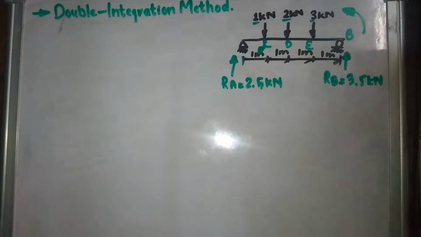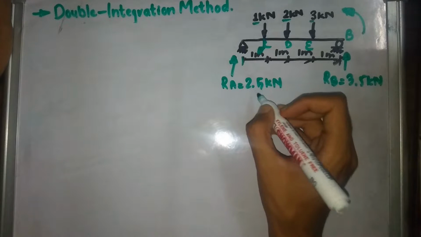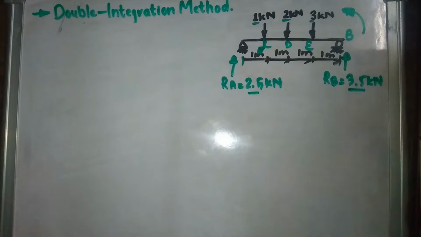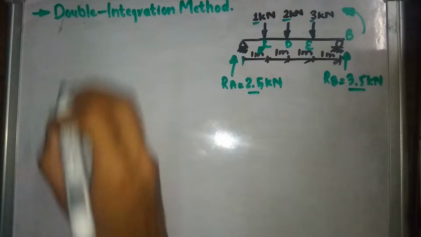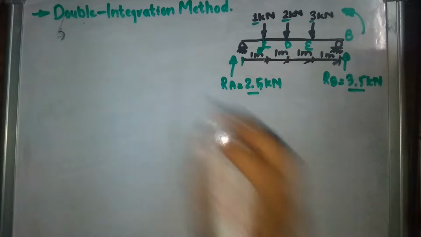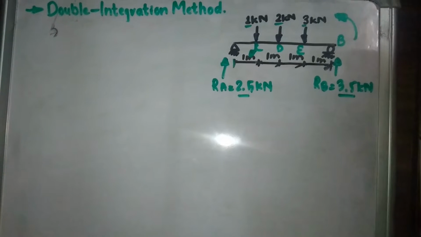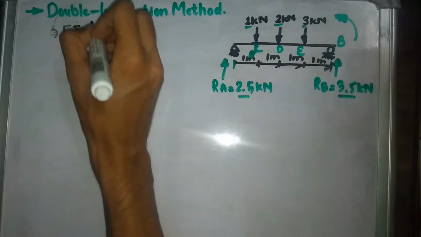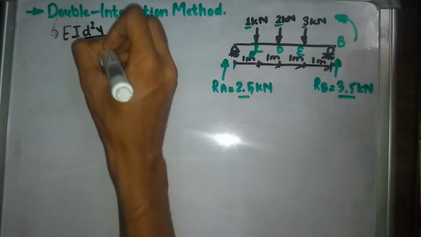So our first and foremost step is computation of reaction forces. So we have successfully calculated our two reactions RA and RB. Next, let me rewrite the formula of the double integration method one more time. Our formula for the double integration method which we're going to use is EI d square y divided by dx square equals Mx.